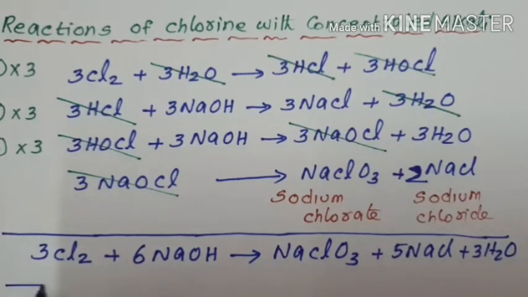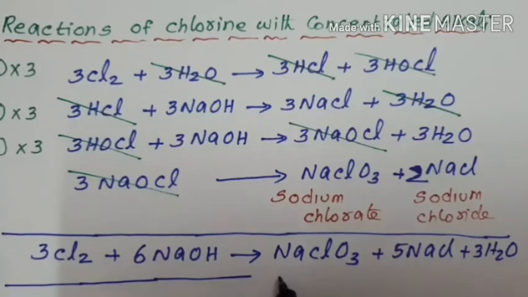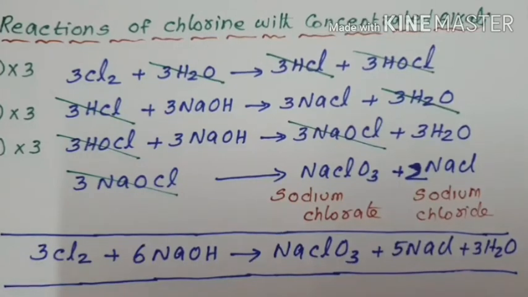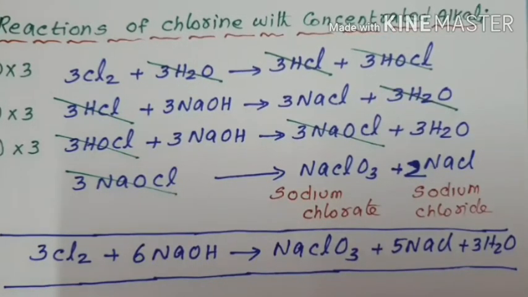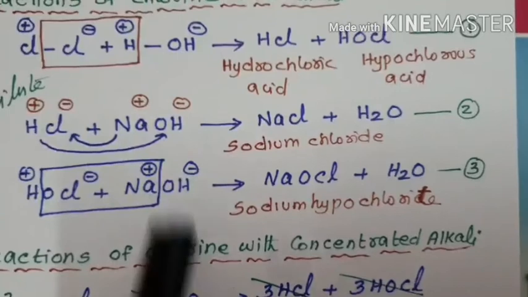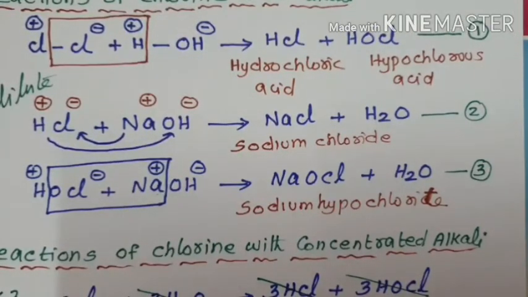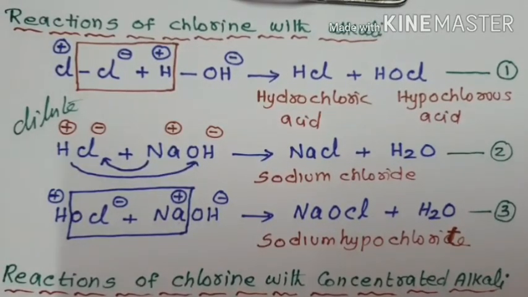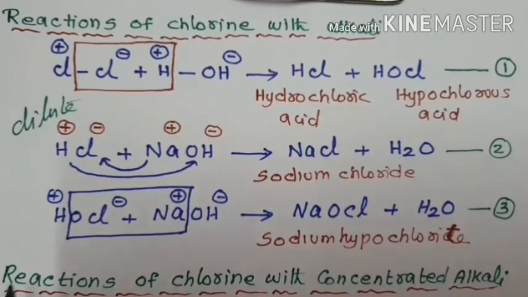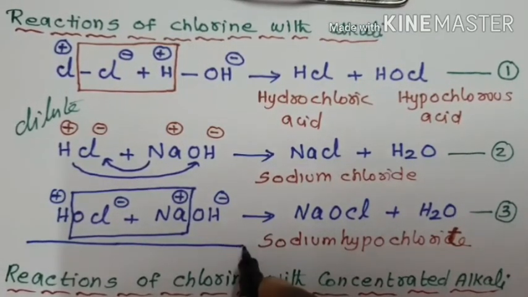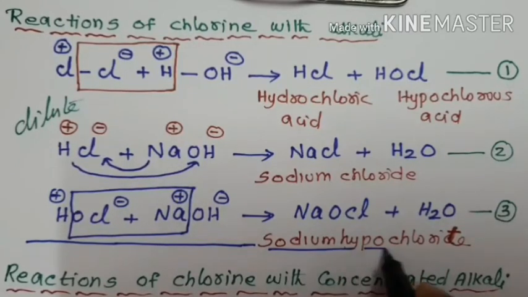So when chlorine is treated with concentrated sodium hydroxide, I will write here the final conclusion. But before that, like these reactions, we can also add these 3 reactions. What are these 3 reactions? That is the reactions of chlorine with alkali. Carefully add all these 3 reactions. When you add these 3 reactions, you will get the final reaction.